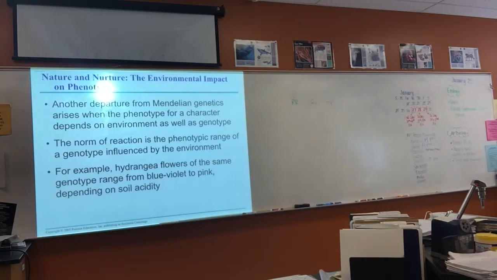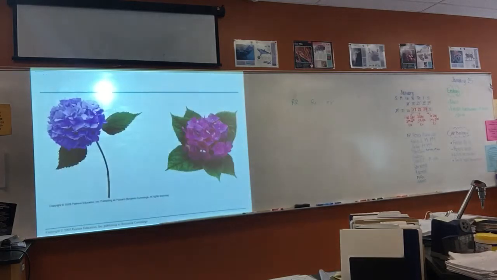Hydrangea flowers can be the same exact genotype, but express and have different color flowers, from this pretty bluish, purplish color to pink, depending on the environment. In this case, the environment is the soil acidity. And so here's your two different hydrangea flowers. Their genotypes are identical. The one on the left is grown in soil that's acidic, the one on the right is not. So that acidic soil doesn't change the genotype. The genes are still the same, but the expression and what color that flower appears depends upon that acidic soil.